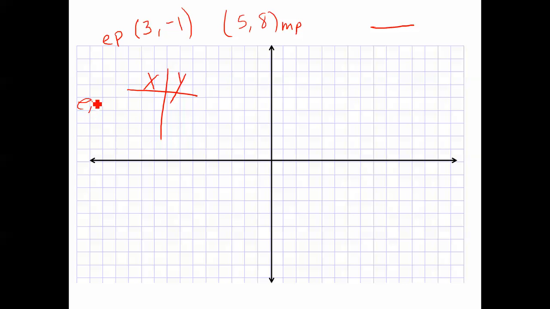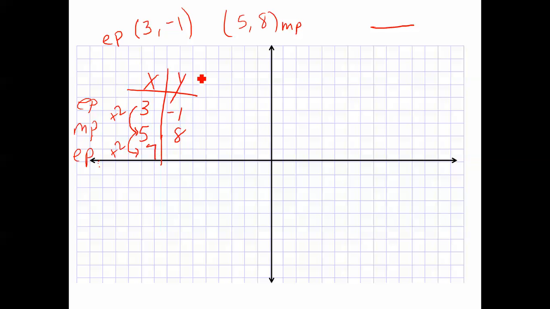I've got an endpoint, a midpoint, and an endpoint in that order. So I start with my endpoint, 3, negative 1. My midpoint is 5, 8. Okay, so I figure out, what did I do to get from here to here? 3 to 5, I add 2. Well, if I do that to get from one endpoint to my point in the middle, I have to do that again to get to my other endpoint. So I add 2, and I get 7.